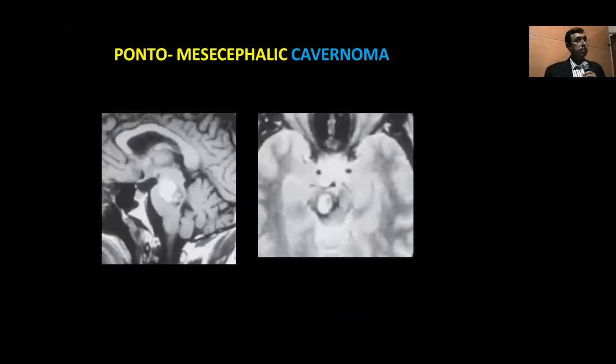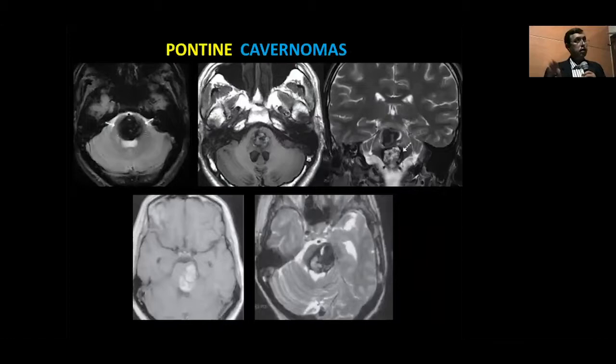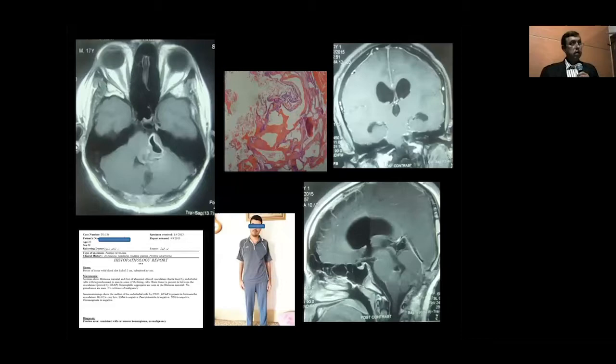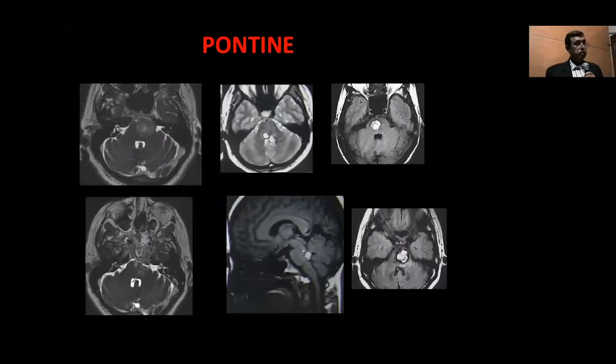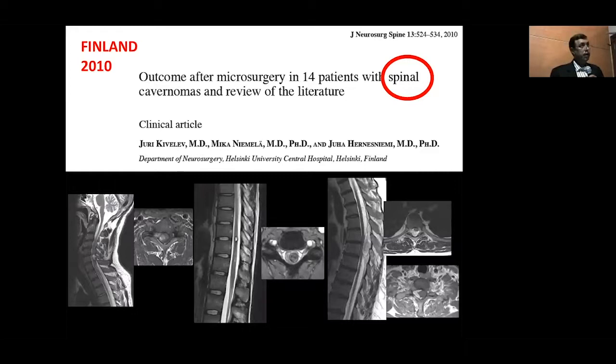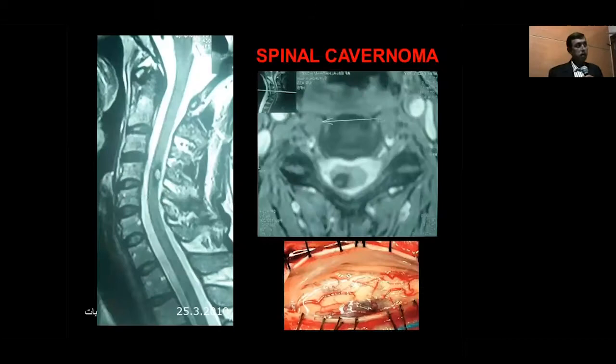This is total pontine, inside the pons. This is one patient of mine with pontine hemorrhage from Iraq, 32 years old. He came with this pontine hemorrhage. He was devastated neurologically with multiple cranial nerves. I operated upon him. This is the post-operative when we sent him home. More pontine cavernomas can be in the medulla, which is a critical situation. So medullary cavernomas. Again from Finland, spinal AVMs. This is a case of mine, a lady from Emirates with this cavernoma inside her spinal cord.